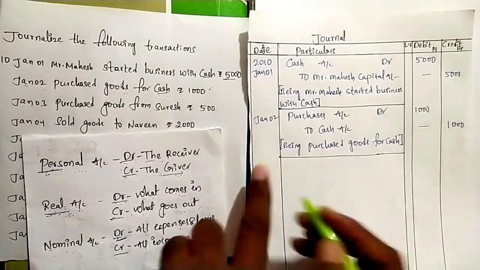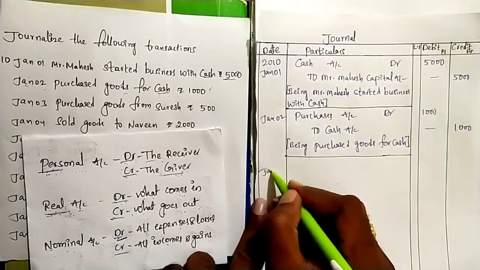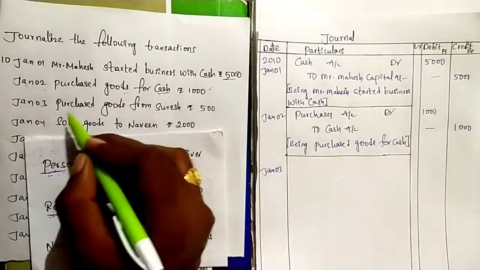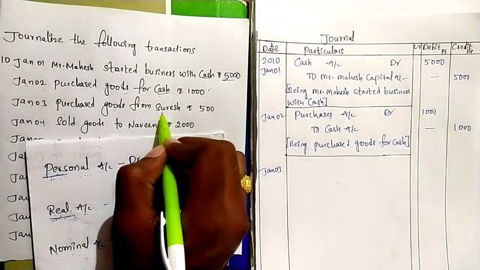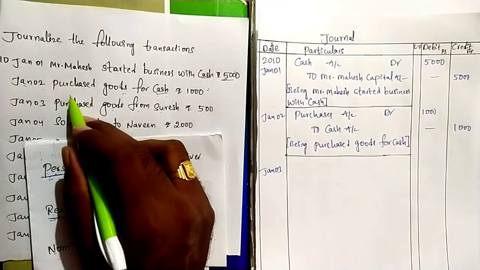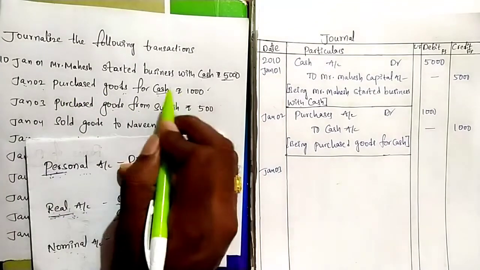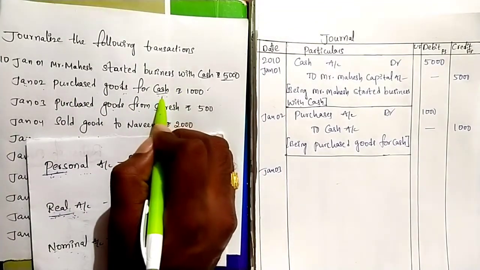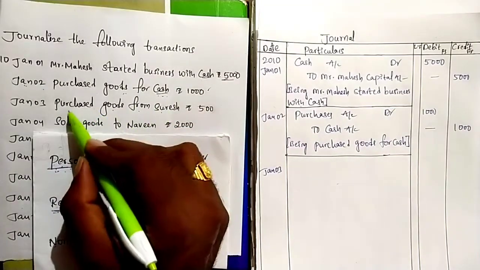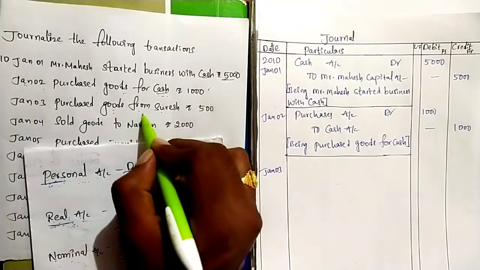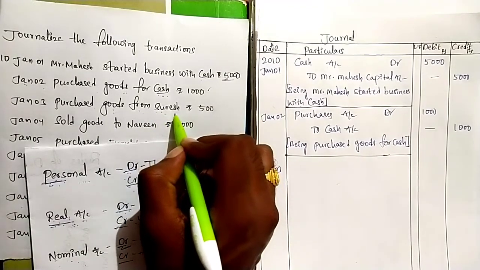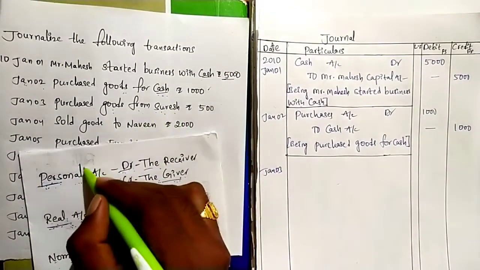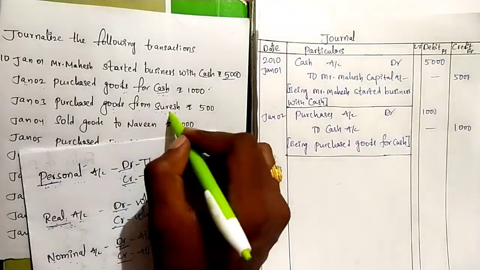Okay. Next, coming to third, January 3rd, purchased goods from Suresh. So before, the transaction was purchased goods for cash, meaning cash is given to the supplier, but now purchased goods from Suresh, means one person involved. Who is that? Suresh. So we have to follow the rule of personal account. He is a receiver or giver.